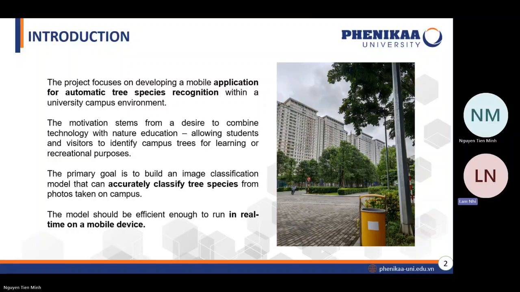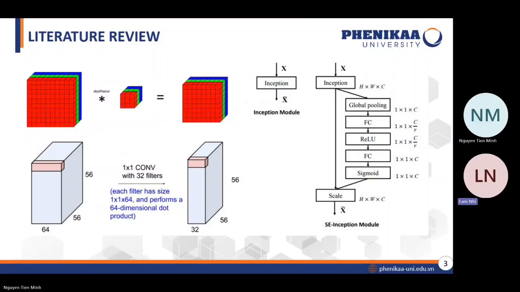The model should be efficient enough to run in real time on a mobile device. In our work, we use some techniques: separable convolution, Inception, and SE Inception.